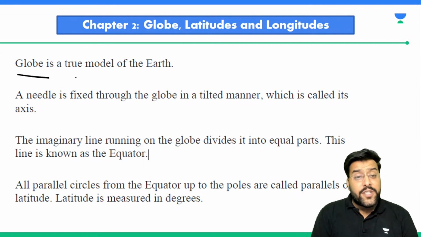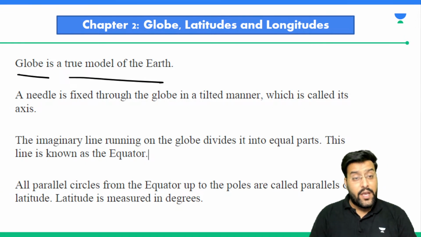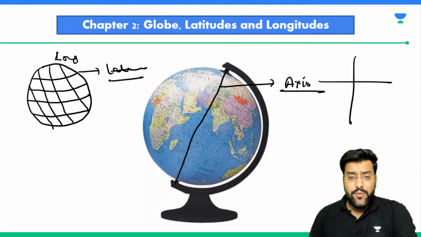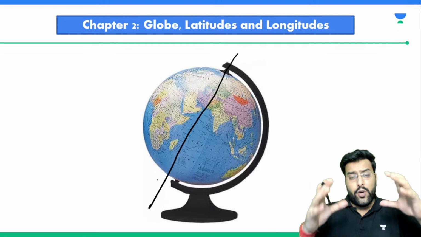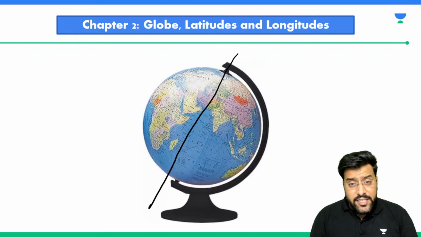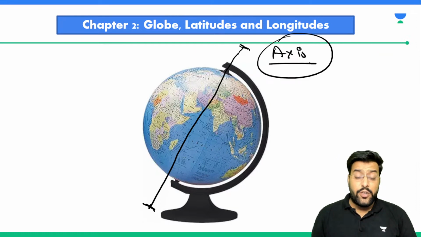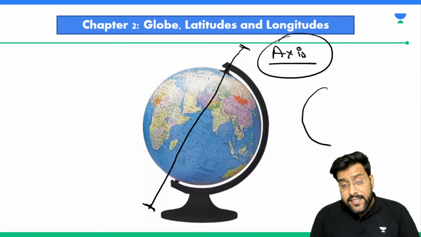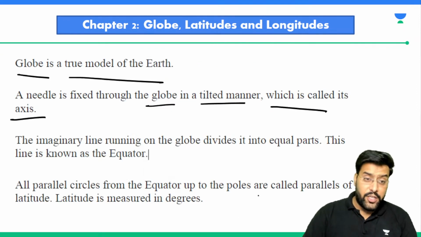So what is a globe, sir? Globe is a true model of the earth, a miniature, a representation of earth is known as a globe. A needle is fixed through a globe in a tilted manner, which is called its axis. That's what we saw here. A tilted needle that passes from here to here, just because we wanted this globe to stand. So to fix it on the stand, a needle was passed from inside. This is what is known as the axis of the globe. In this way, the earth is tilted towards one side, and that's why it is represented in a very similar fashion on the globe.